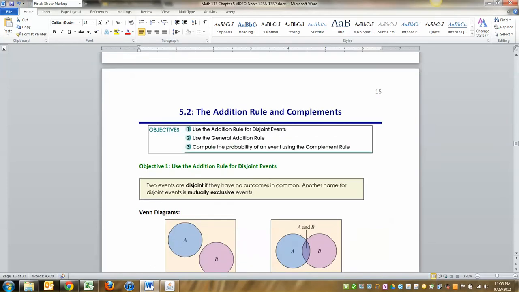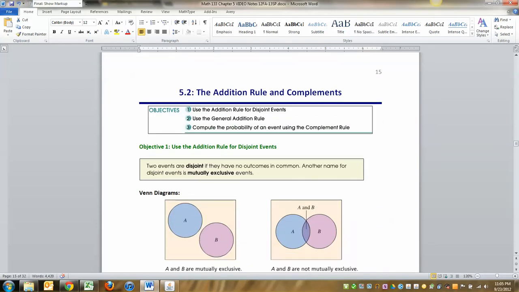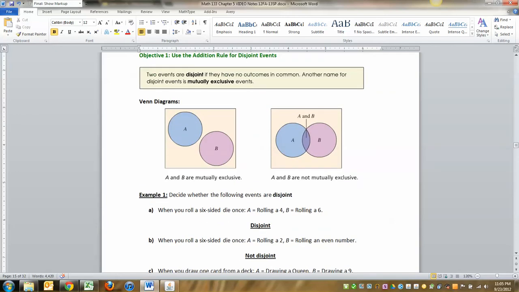All right, so let's talk about section 5.2. In this section, we want to talk about the addition rule and complements. So the first thing we need to talk about before we get into the addition rule is what it means for events to be disjoint, i.e. mutually exclusive. It means the same thing. It means they have nothing in common, so there's no overlap.